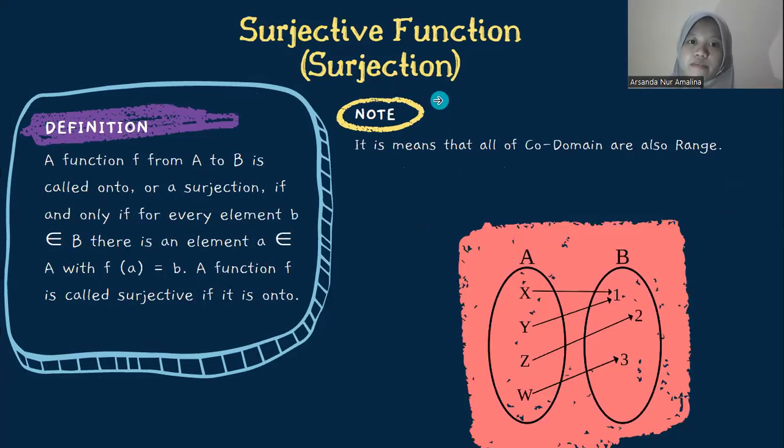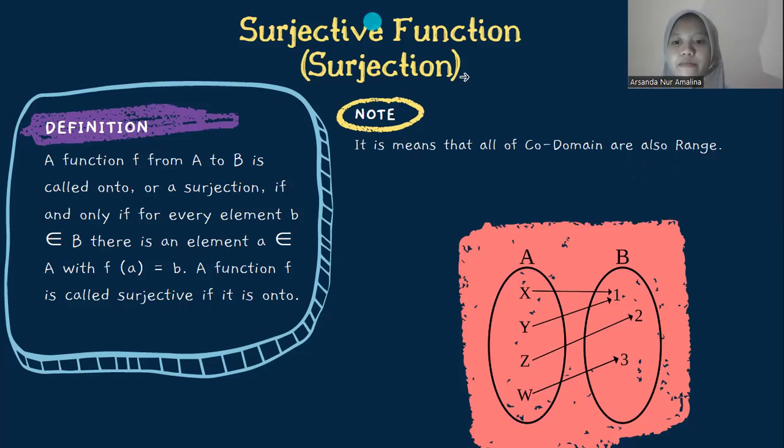Next, we have the surjective function. The definition of a surjective function is: a function f from A to B is called onto, or a surjection, if and only if for every element b that belongs to the set B, there is an element a that belongs to the set A with f of a equal to b. So it means that all the codomain elements are also in the range.